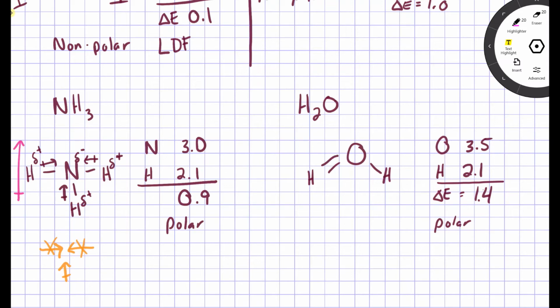So in this case, we're going to point towards the more electronegative element. Don't forget to put in your partial charges. Remember that this is going to be partially negative because it's spending more time with the electrons. This will be partially positive because it's spending less time with the electrons. Since it is asymmetrical, it is going to be polar.